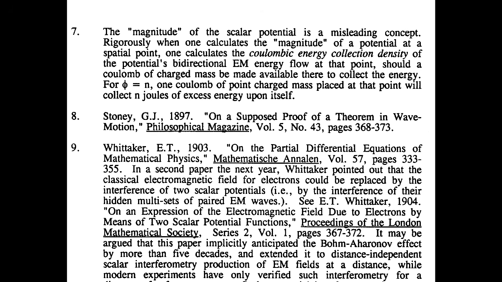The magnitude of the scalar potential is a misleading concept. Rigorously, when one calculates the magnitude of a potential at a spatial point, one calculates the Coulombic energy collection density of the potential's bidirectional EM energy flow at that point, should a coulomb of charged mass be made available there to collect the energy. For phi equals n, 1 coulomb of point charged mass placed at that point will collect n joules of excess energy upon itself.